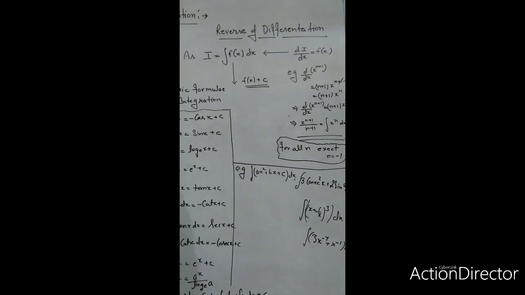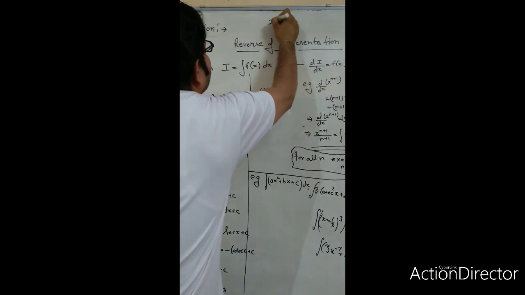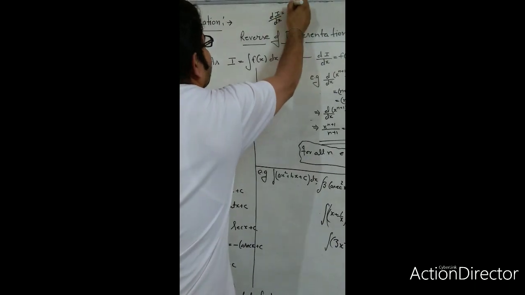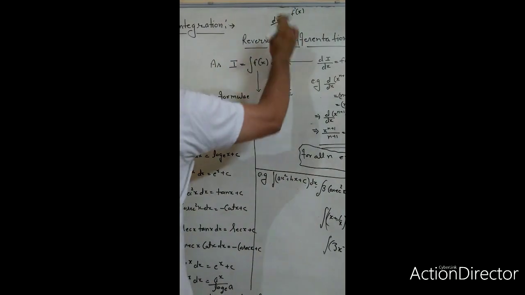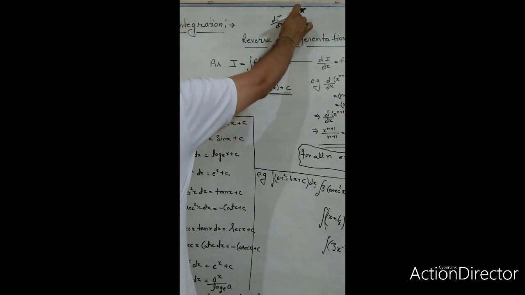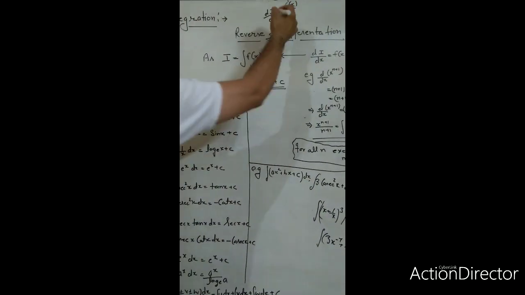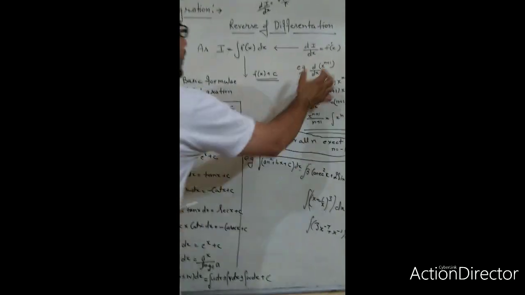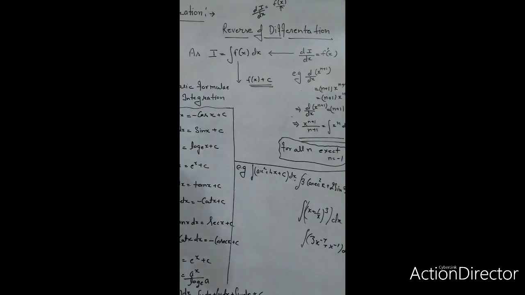So how is it performed? We know that if I is equal to f of x, then its differentiation will be dI upon dx, which is f dash x. So it is clear that in differentiation we take the derivative of a function with respect to its variable. So this is f dash x, this is the differentiation. If we reverse it, then again I will come out.